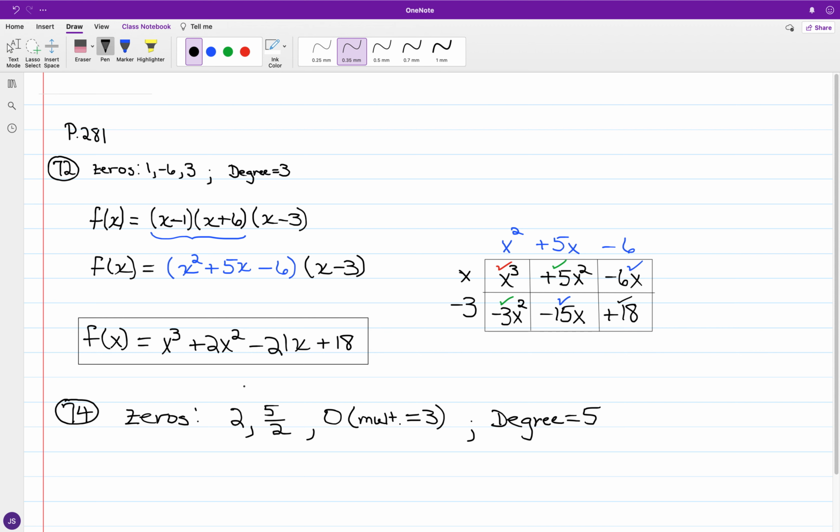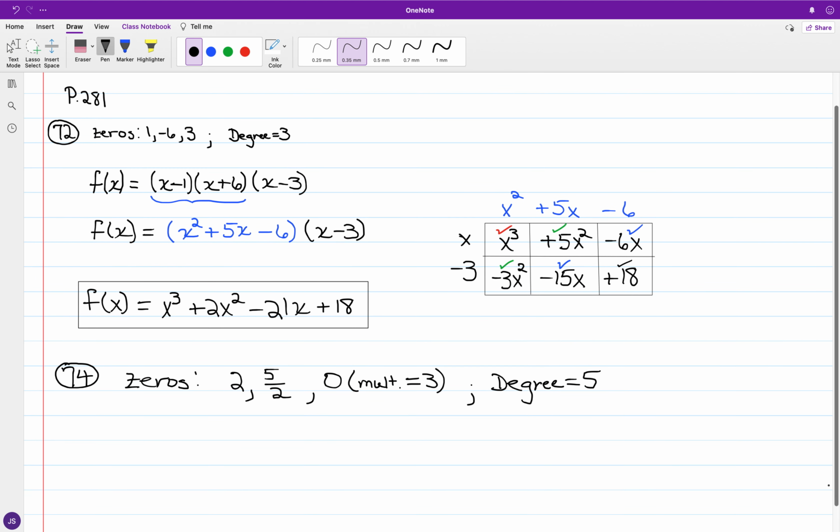In other words, 0 is going to correspond to a factor that will be of third order. 5 halves and 2 will each have factors that will have 1 as the degree. So you've got 1 plus 1 plus 3 in the multiplicities, and that will add up to the 5th degree. So looking at establishing a factored form, you have f of x. Now for 2, I have x minus 2. For 5 halves, I can start out with x minus 5 halves.